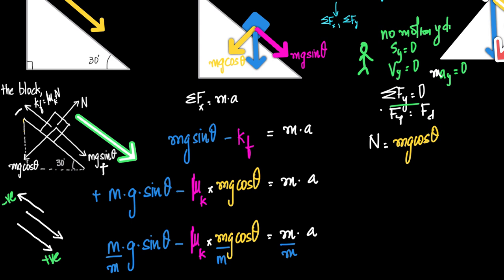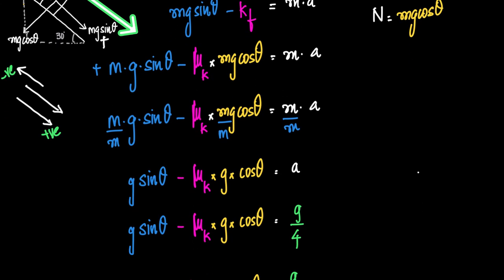Now what is kf? Kf is mu k into N, right? What is kf? Kf is right over here. So kinetic friction is equal to mu k into N. But what is N? N is equal to mg cos theta. So instead of N, we can write here mu k into mg cos theta. Now all of this is equal to ma.